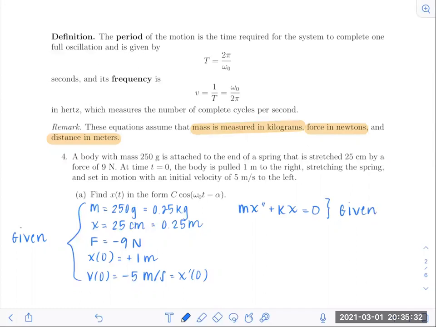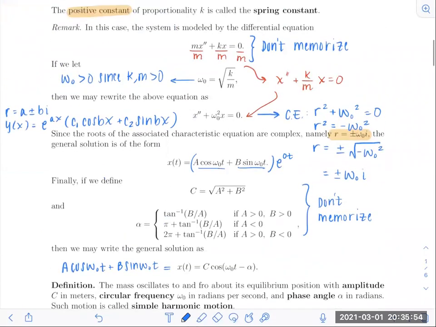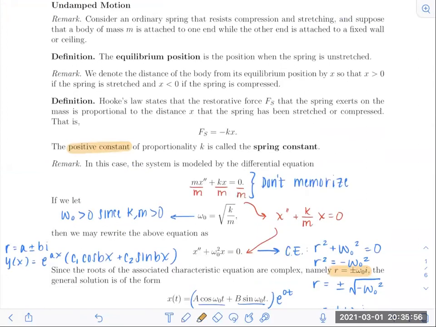All right, so I'm going to plug in all of my information. 0.25 x double prime plus kx equals 0. Now, k was not given to us, so we need to go ahead and find that. So remember, I'm going to scroll up here for a moment. Where did k come from? k came from Hooke's law, right? It's related to that force that's being exerted.